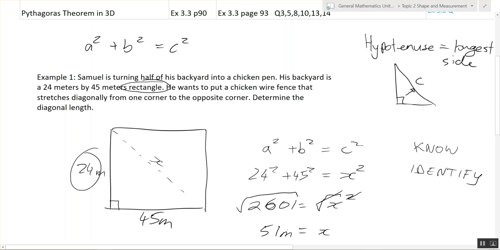So now he can go to Bunnings and get himself some chicken wire. There you go. Saved himself time instead of buying 60 meters and having some leftover. He knows the exact amount. Hopefully just revision.